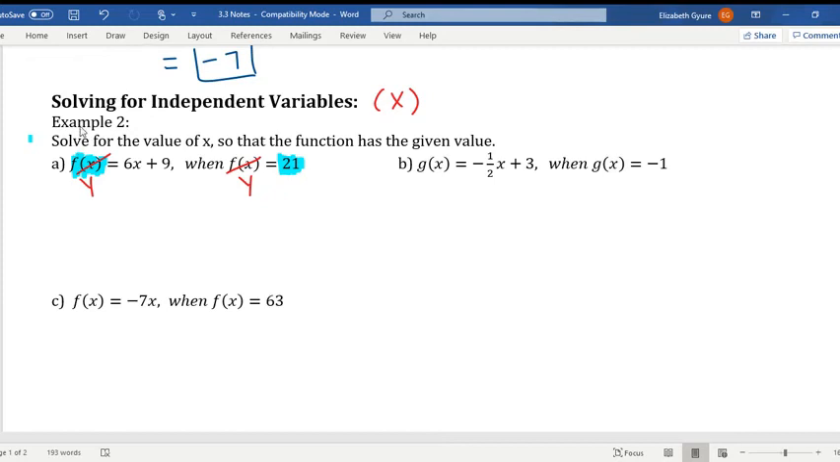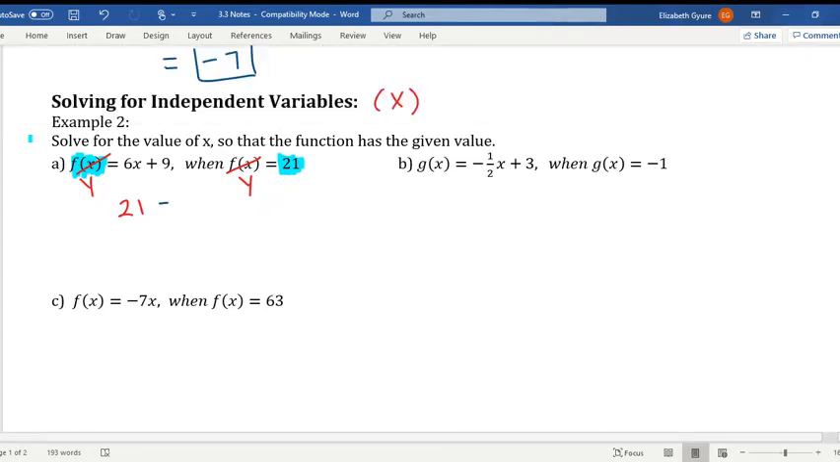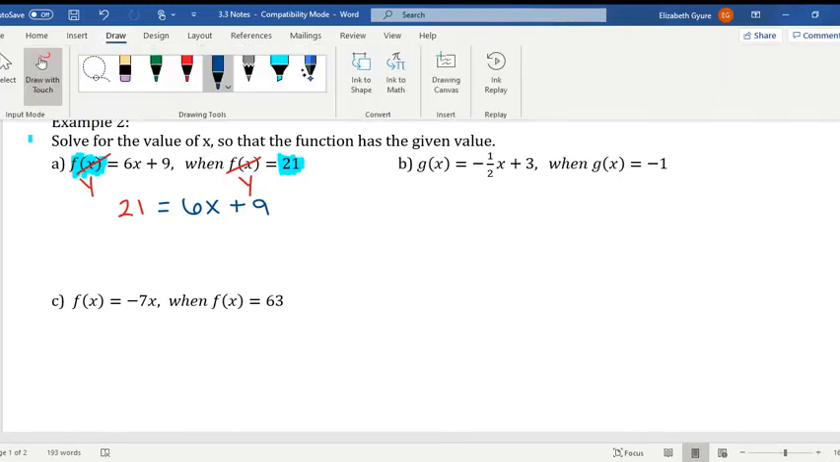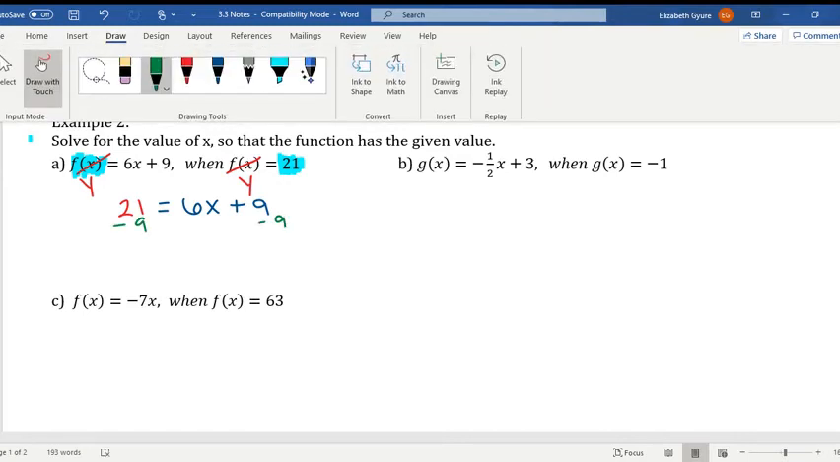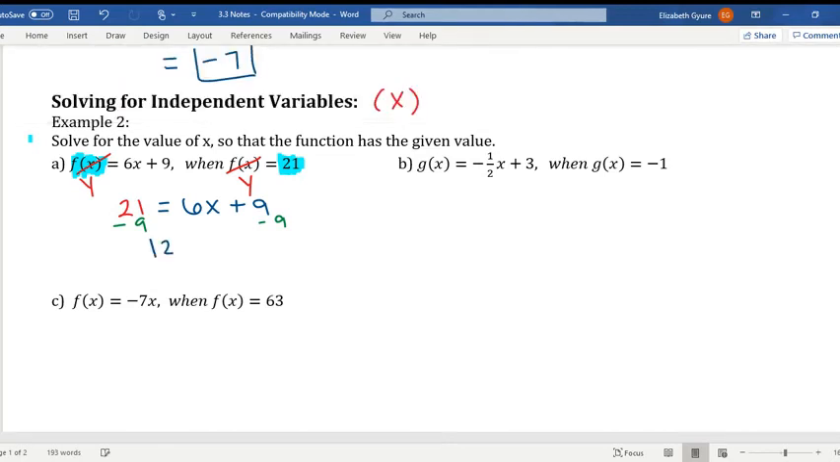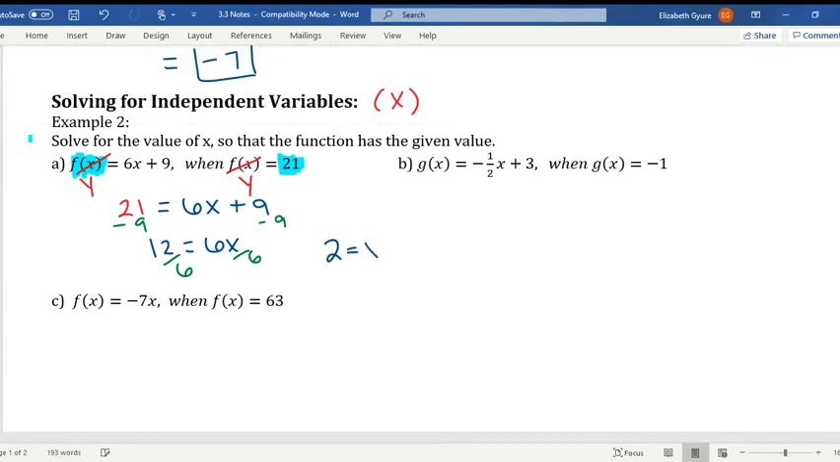So we're going to say 21 equals 6x plus 9. Now you're going to do opposite operations to solve for x. So I am going to subtract 9 from both sides. That is going to give me 12 equals 6x. And then I'm going to divide by 6. And I'm going to get that x is 2, or 2 equals x. Either way means the same thing.